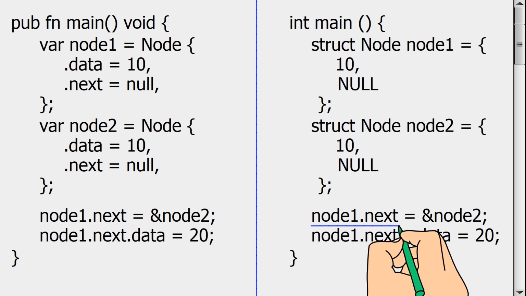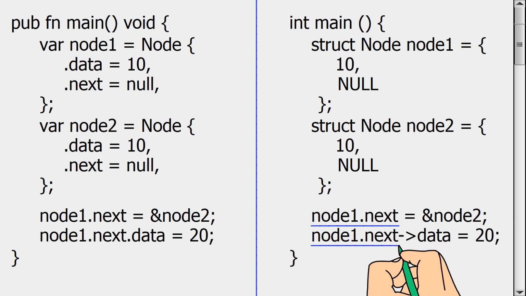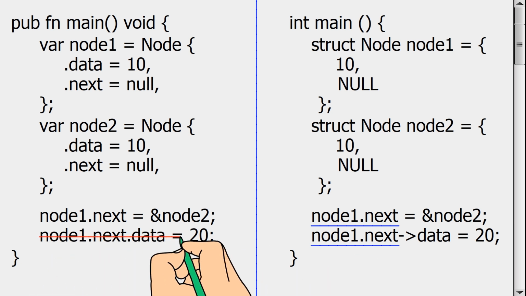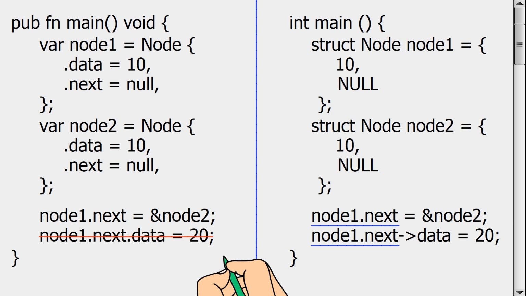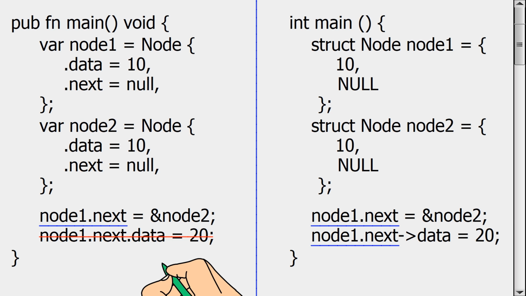Since the field next refers to the next node, we can use the field next to assign a new value to the field data. The C language enables us to perform this operation. However, the same cannot be done in the Zig language. The compiler indicates that the field next may contain a null value. Therefore, the compiler does not allow us to assign a value to the field data. Even though we have assigned a value to the field next, the compiler does not allow us to do that.